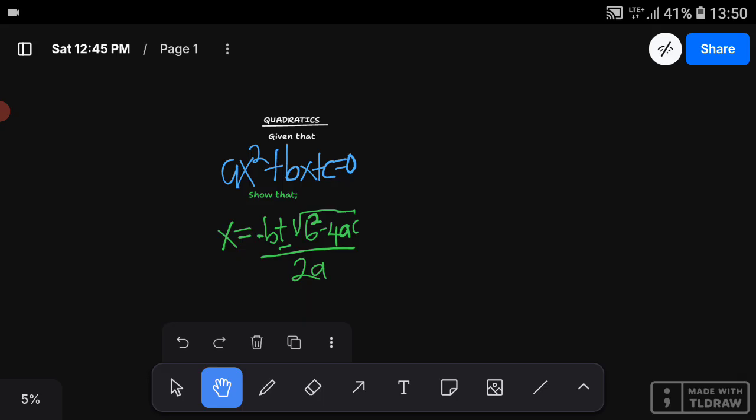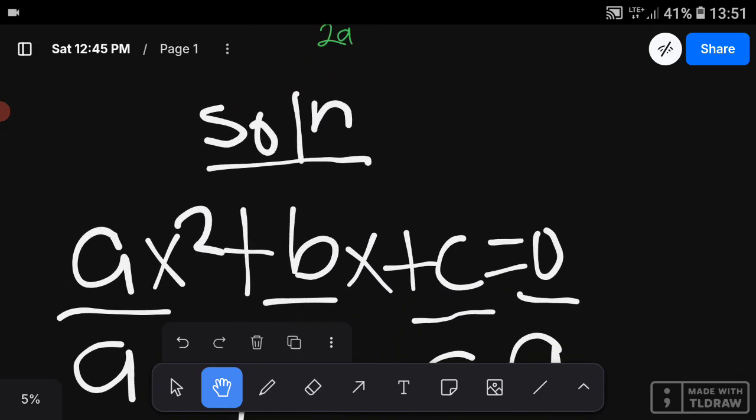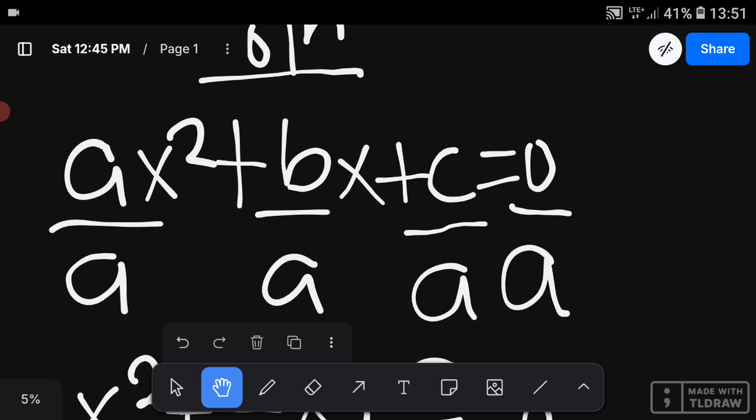So this question requires us to derive that formula, and we are going to achieve this through the method of completing the square. Okay, so solution. Now, in solving a quadratic equation through the method of completing the square, the first thing you do is make sure the coefficient of x squared is equal to 1. So the equation here is ax squared plus bx plus c equals 0.